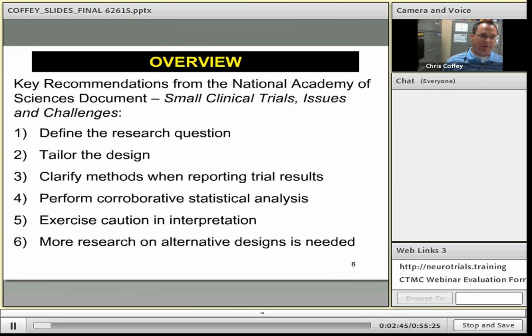Defining a research question, tailoring the design to answer that question, clarifying the methods that were used when trial results are reported, performing corroborative statistical analysis to make sure that the results are correct and adequately vetted, and being cautious in the interpretation, so not overly interpreting results. And the last part was that there's a need for more research on alternative designs.